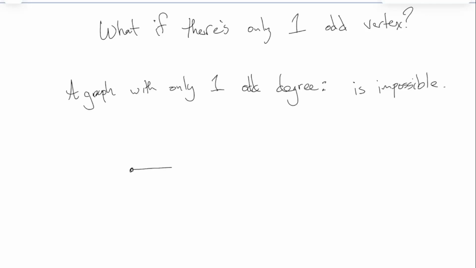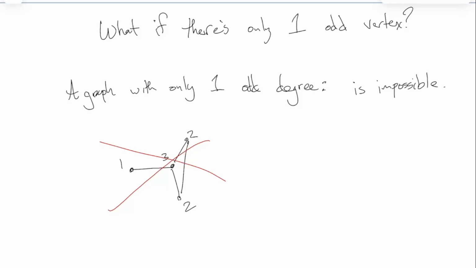Maybe, if I were trying to do this, I might start off like this and say, okay, that's a degree 1. Now I'll add stuff to the rest of it so that 1 is the only odd and everything else is even. But no matter how you try to add stuff, maybe like that, this is a 2 and that's a 2, but now that's a 3, so I have 2 odds. You will find if you try over and over again, it is not possible to have a graph with only one odd degree. And if you ask me why is that impossible, I would say it's because of Euler's sum of degrees theorem.